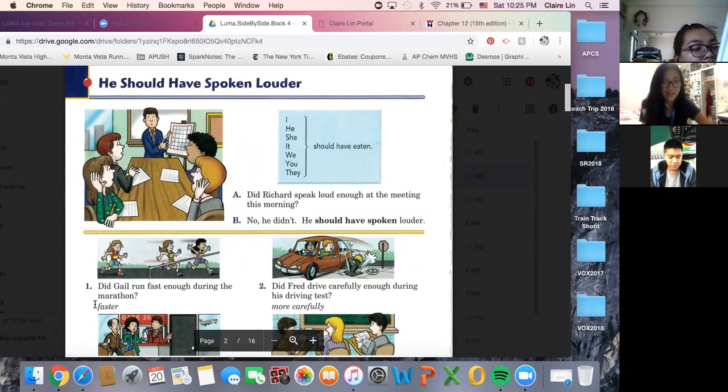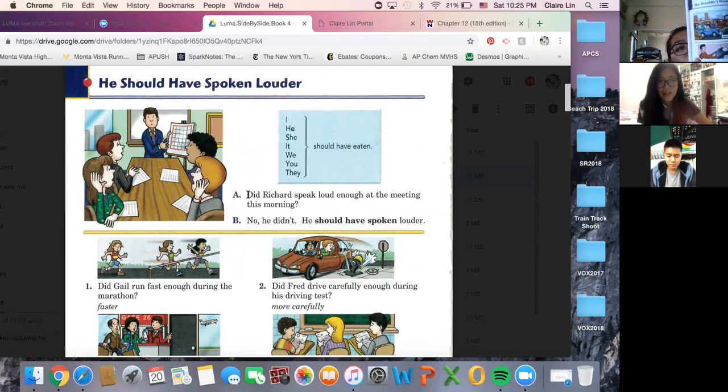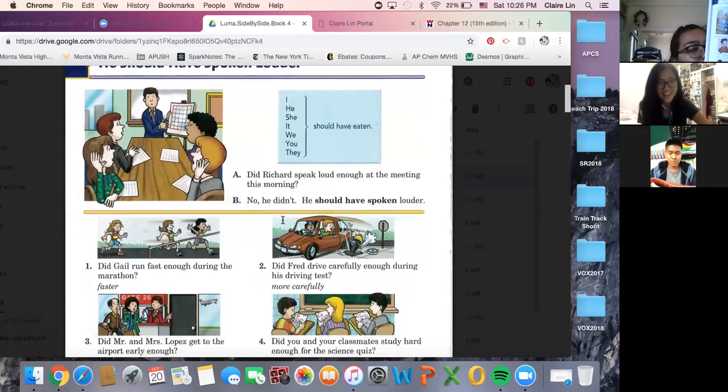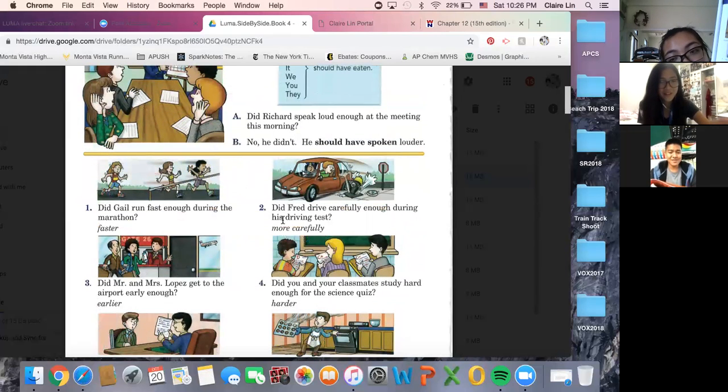So it gives you the subject, like the verb that you want to use. So over here, the verb is spoken in the example. So, did Richard speak loud enough at the meeting this morning? No, he didn't. He should have spoken louder. Like 他太小声了，他应该要讲大声一点。Yeah. So that is the meaning. Okay. So I guess I'll do the first one, and then you guys can do like 2 examples each, so we can get through everything.